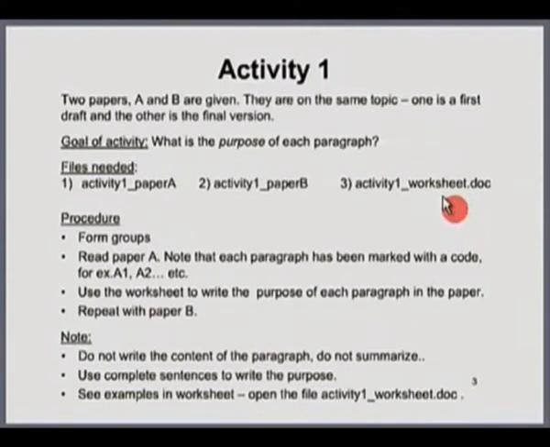What I mean by purpose of the paragraph is, what is that paragraph doing for the entire paper? Is it introducing the research questions, or as we saw in the morning, is it establishing the importance of a problem, or is it describing the results? So you should not write the content of the paragraph, and especially I don't want you to summarize, but in a single sentence, please write what is the purpose of each paragraph.